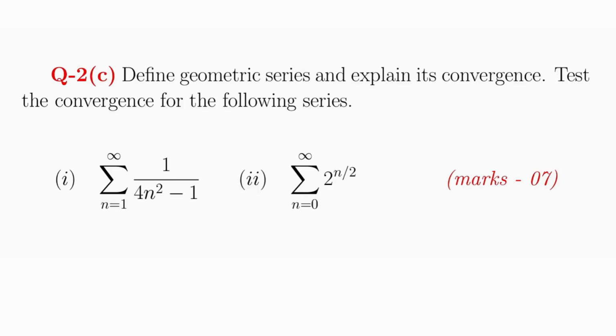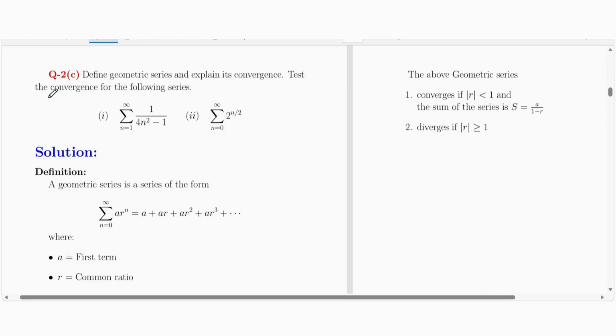In this lecture, the solution of question number 2C is given. Question 2C: Define geometric series and explain its convergence. Test the convergence for the following series. First series, summation n is 1 to infinity 1 upon 4n square minus 1. And the second sum is summation n is 0 to infinity 2 raised to n by 2. So, first of all, we will discuss the definition of geometric series.